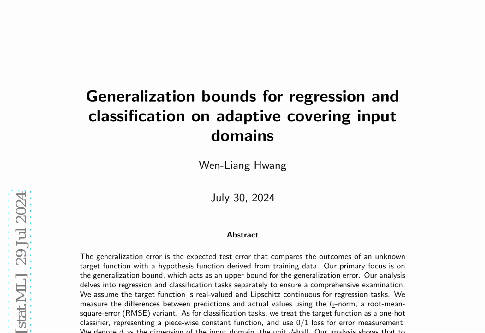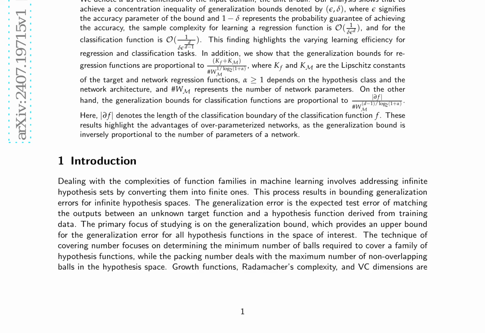The paper explores various techniques such as covering number, packing number, growth functions, Rademacher complexity, and VC dimensions to understand these complexities. The study's contributions include the use of geometric parameters gamma_s to characterize generalization errors for both regression and classification tasks. For learning a regression function f with Lipschitz constant k_f using a machine m with Lipschitz constant k_m, the bound is (k_f + k_m) gamma_s.